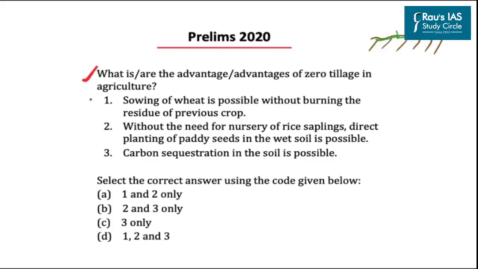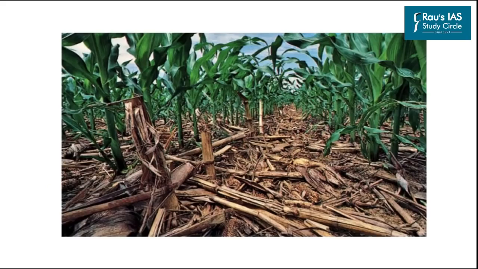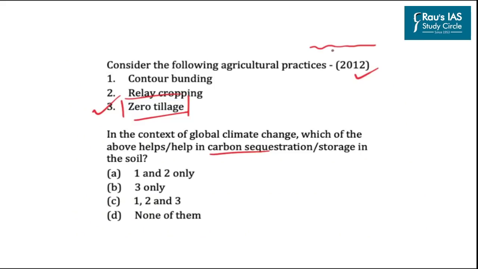Now, before going into the discussion of this particular question, let us understand the importance of past year question papers in UPSC Prelims examination. And we will start with 2012, that is going back 8 years. Consider the following agricultural practices and you see zero tillage. In the context of global climate change, which of the above helps in carbon sequestration? And of course, zero tillage helps in carbon sequestration because if you don't disturb or disrupt the top layer of the soil, you never allow the soil organic content to come out of it, and so you sequester more and more carbon through zero tillage.